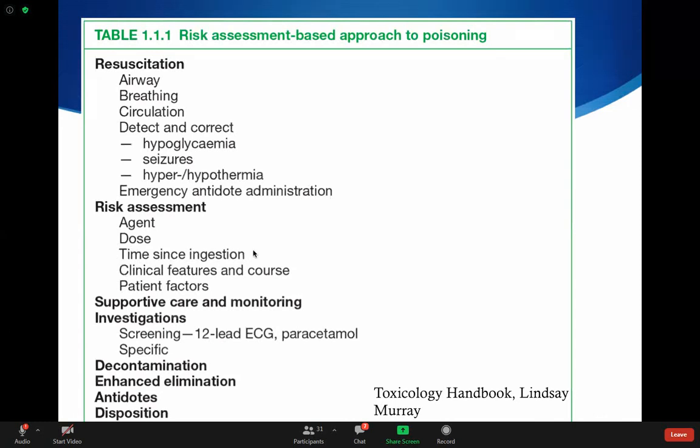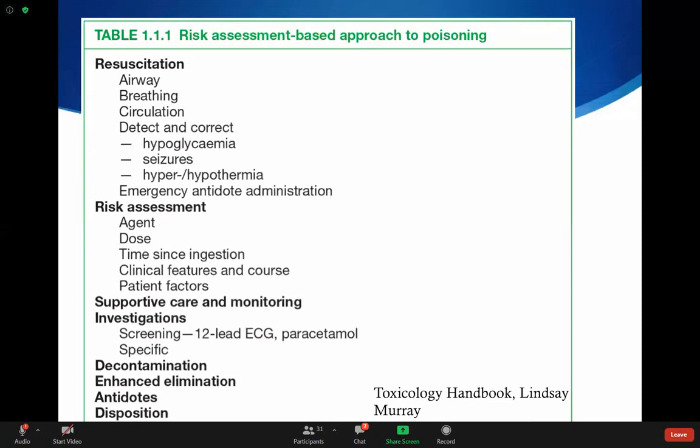And it is very important to know the time since ingestion, because some toxins may not cause an effect right away, like paracetamol. You might not see anything initially. Also, you need to know it because you're going to plot it on the nomogram, and we're going to talk about that. And also to know when the symptoms are going to start, because let's say you took extended release calcium channel blockers, it's going to take 12 hours to develop the symptoms. And these patients cannot go home, because they're going to go home and they're going to die after 12 hours.